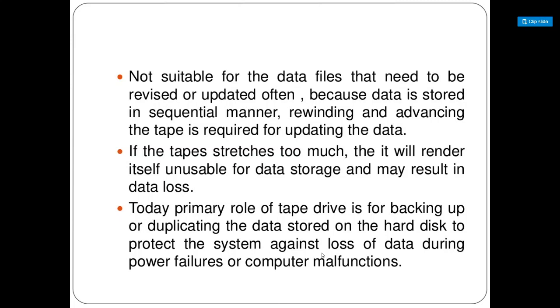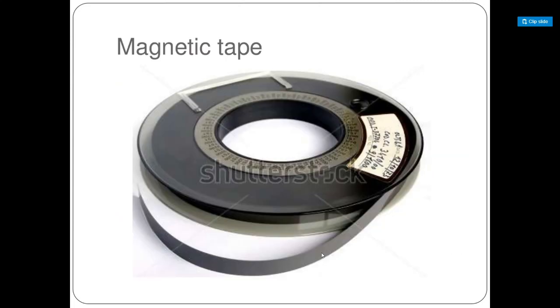So today it is only used for backing up or duplicating the data on the hard disk. If the system corrupts or there are power failures and you lose the data, only in those cases, or as a backup, magnetic tapes are used. So this is how a magnetic tape looks like.